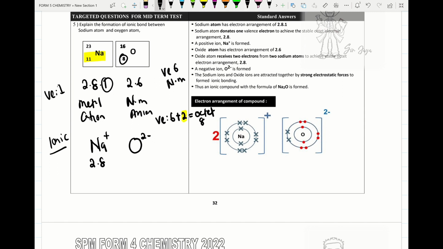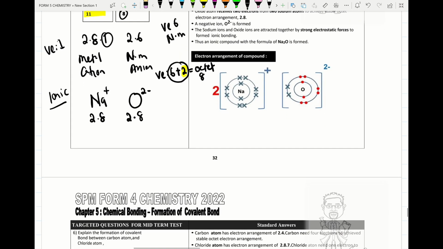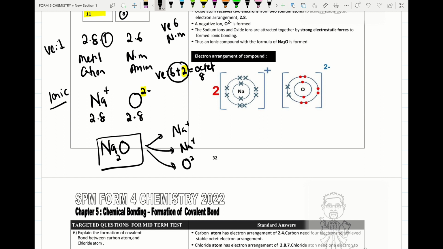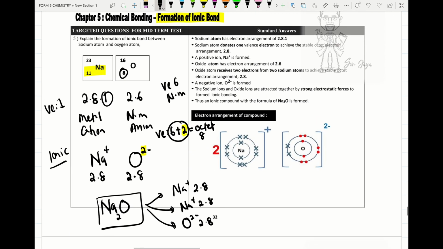We take the 2 and put it in front of the negative charge. When oxide ion is formed, the electron arrangement is 2.8. So oxide ion has achieved stable octet electron arrangement, and we try to get the formula. For sodium oxide, we take the 2 and put it on the sodium atom. Through this formula, we have 2 sodium ions and 1 oxide ion, and the electron arrangement of sodium ion is 2.8 and oxide ion is 2.8.